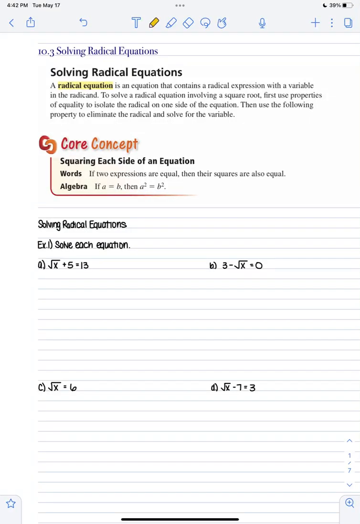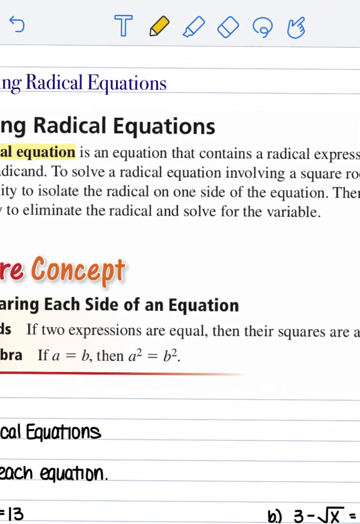Okay, so today we're jumping into 10.3, solving radical equations. That means that in our equation we are going to have the square root of x. Somewhere, somehow, some way, our independent variable is going to be underneath the radical, and you could see it equal to something like 3, okay?